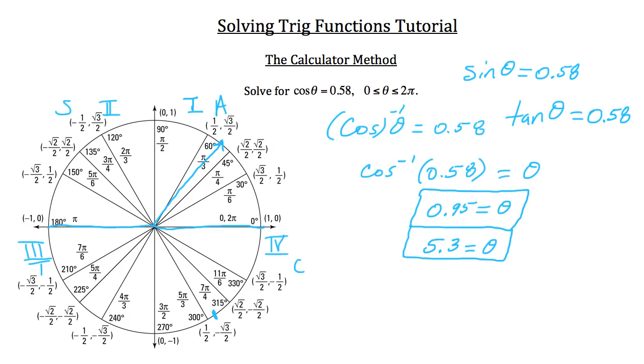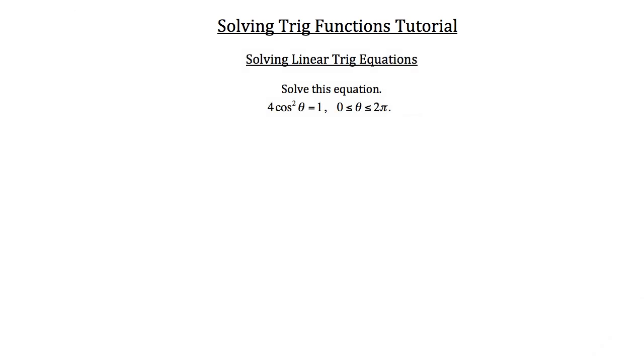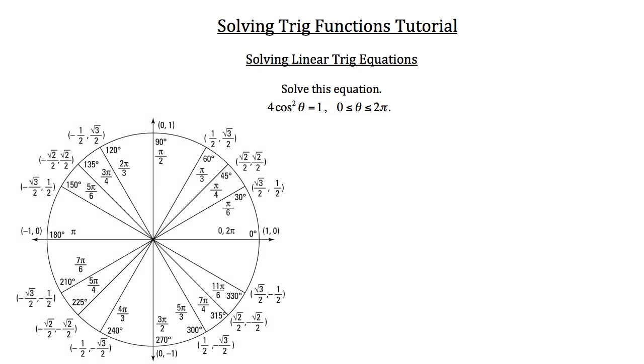Now let's take a look at the method for solving linear trig functions. So for this, I'd like you to solve this equation. 4 cosine squared theta is equal to 1, and theta is located between 0 and 2 pi. So I'm going to go ahead and bring in a unit circle again, because we're going to use that a little bit later in this problem.